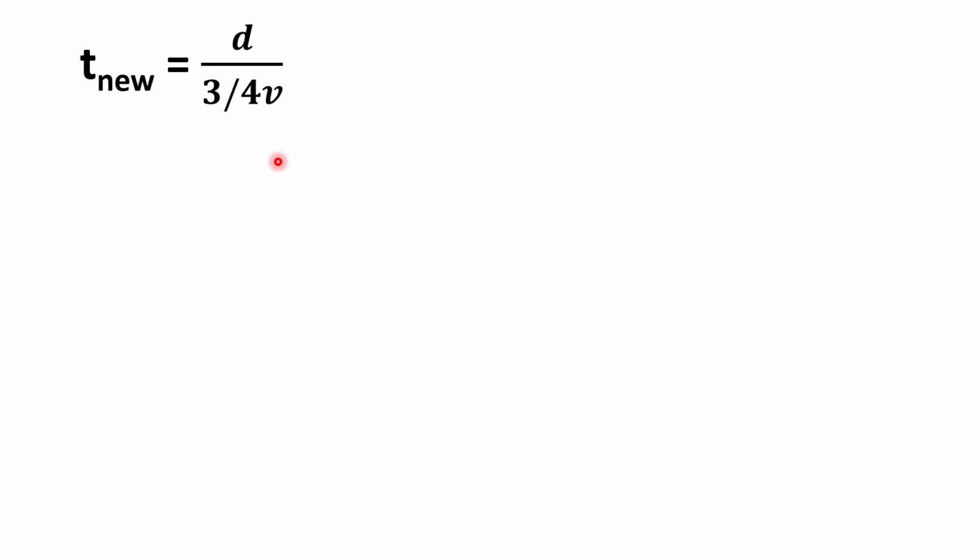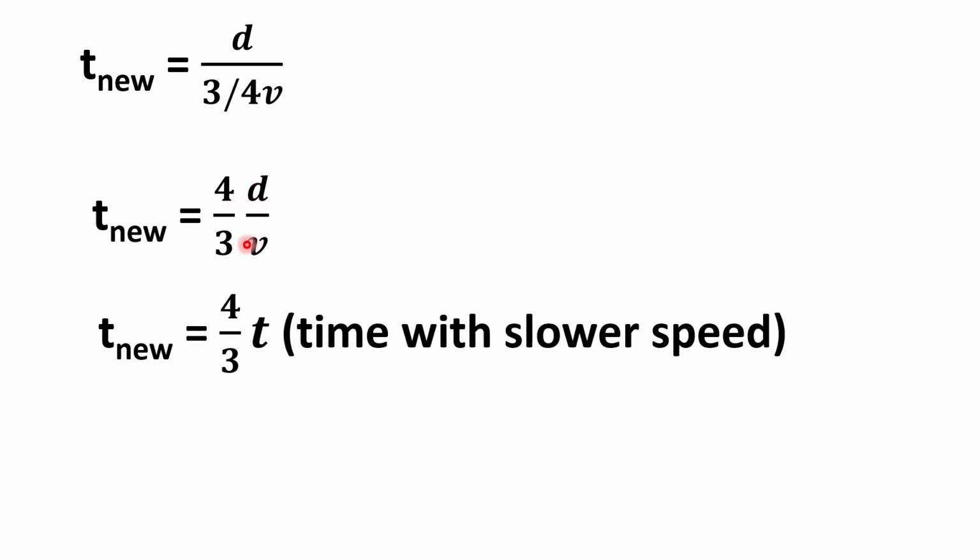So now we will flip this value, and this equation will become 4 divided by 3 into d divided by v, this d divided by v. And as we know that d divided by v is basically equal to time, so we will put t over here. So our new time will become 4 divided by 3 times of usual time. So this is the time with the slower speed.